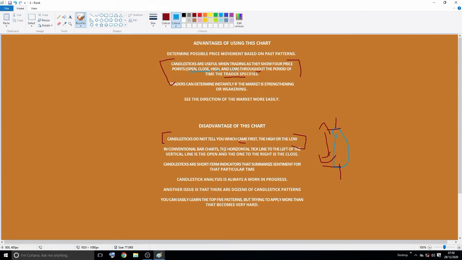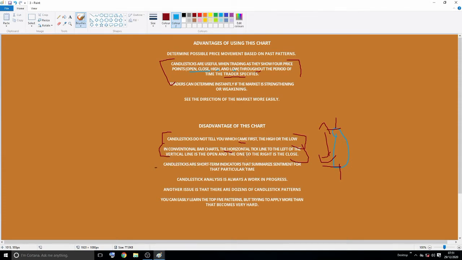Bar chart: the horizontal thick line to the left, on the vertical line, is the open, and on the right is the close. So basically, what I was trying to say is that a bar chart can tell you that I opened here, I closed there, this was my low, this was my high.